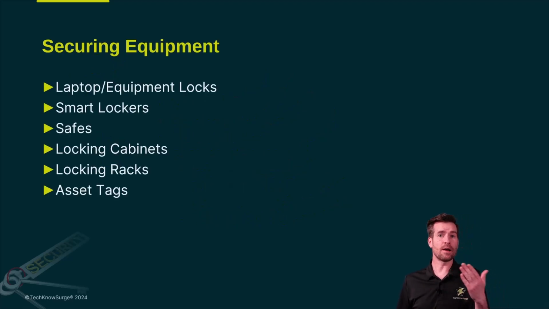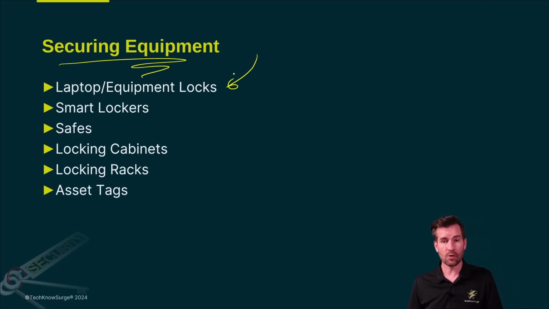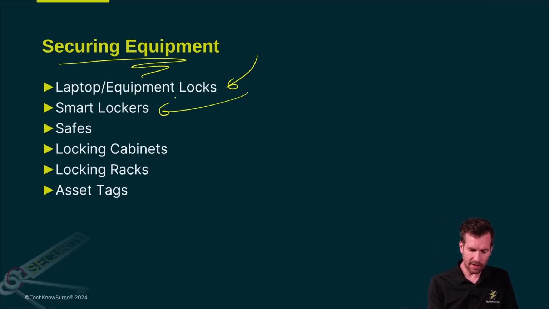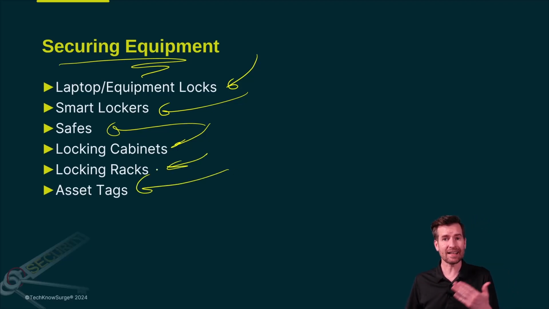We not only want to protect some of the rooms within our buildings or the buildings themselves, but we also want to secure equipment within the building. So we use things like laptop and equipment locks. We use things like smart lockers, safes, locking cabinets, locking racks, and even asset tags to track the equipment.